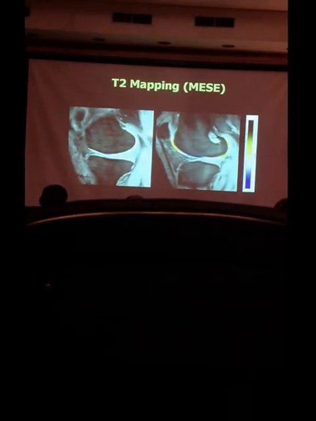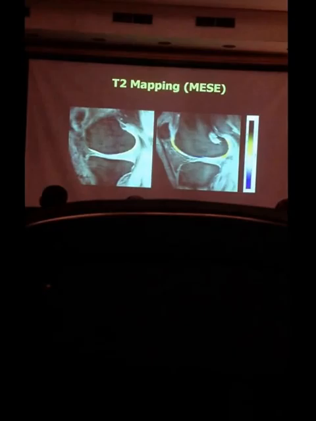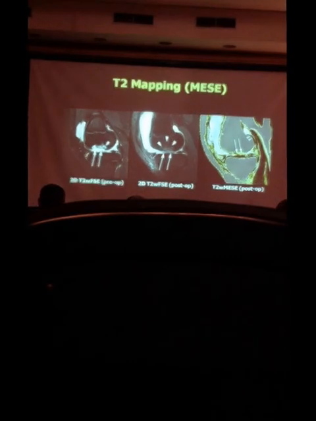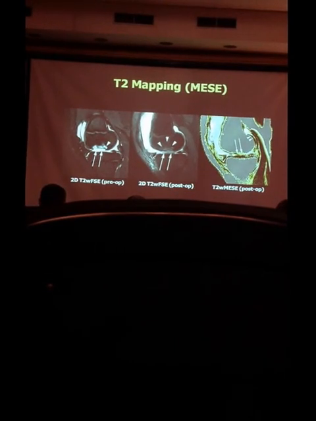It might be the synovial fluid, some contamination with the synovial fluid because it has a very high T2 value. So you have to be extremely careful when interpreting such maps. Another example is being used, especially for research purposes, to evaluate, to follow up subjects with surgical cartilage repair.